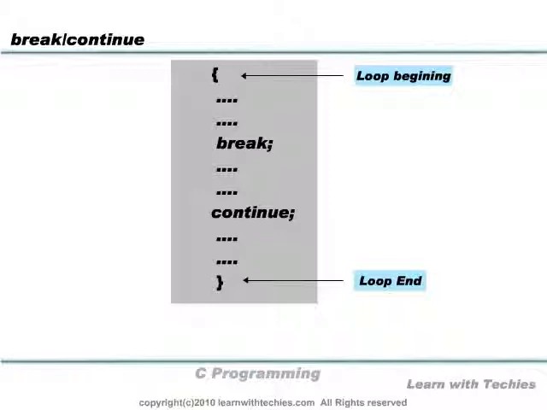And in a for loop, it will go to expression 3, before going to expression 2 for evaluation.